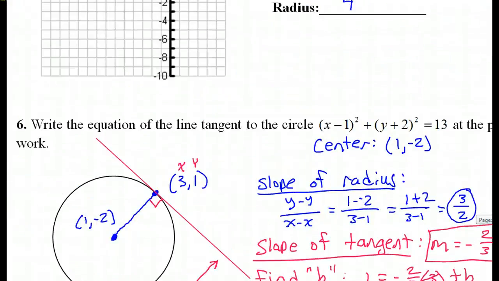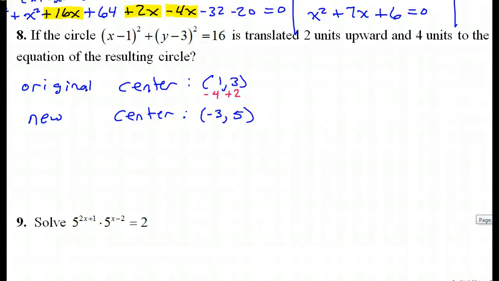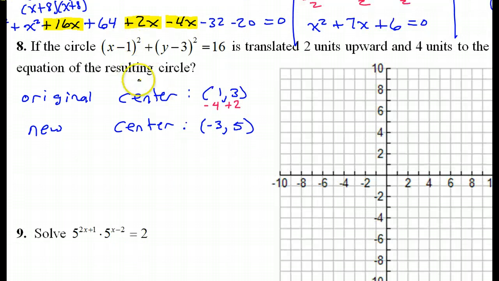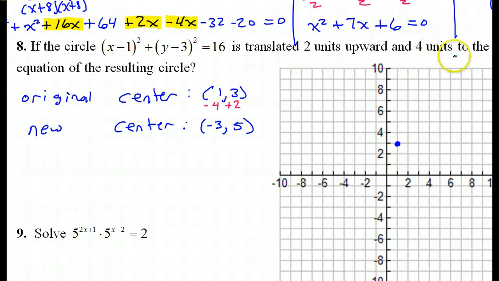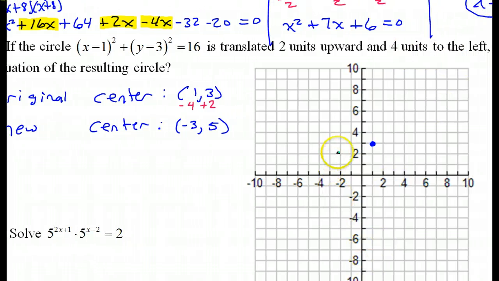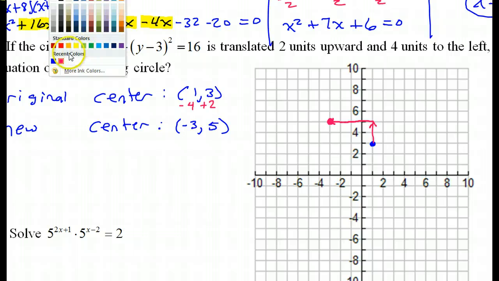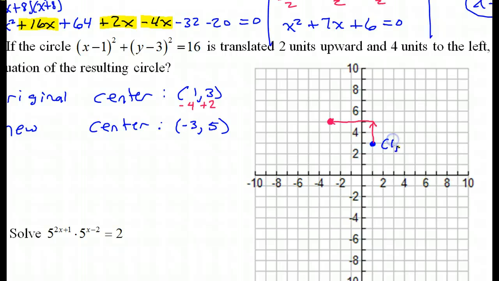Now if you had any question about that at all, what you could do is borrow the graph from another problem and actually look at it and see what happens. I'm just going to cut and paste. Alright, so let's look at it again on a graph just so you can fully convince yourself. If the original center was (1, 3), that's the original. Now if I translate this 2 units upward and 4 units to the left, the new center of my circle would be right here. So it's going to go from being the point (1, 3) and end up with a center that is (-3, 5).